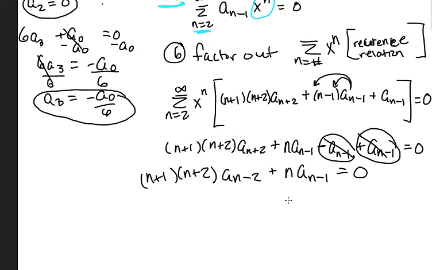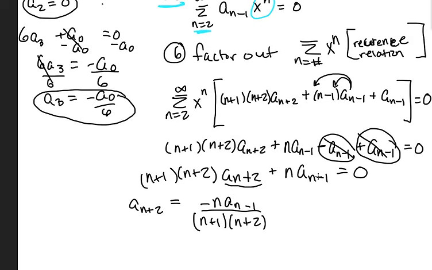Okay. And now we're going to solve for our highest sub, a sub. So this is a sub n plus 2. We're going to solve for that. So we're going to bring everything to the other side. So this will be a sub n plus 2 equals negative n times a sub n minus 1 over n plus 1 times n plus 2. Okay? And then we're going to input values n equals 1, 2, 3, 4, 5, and so on.